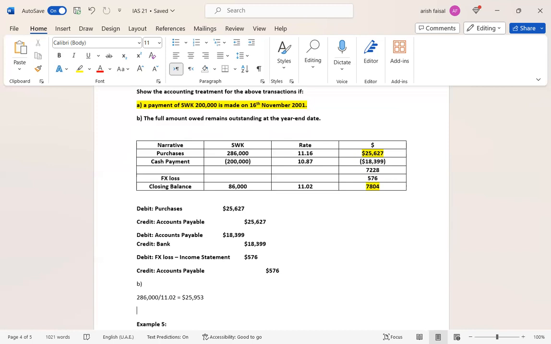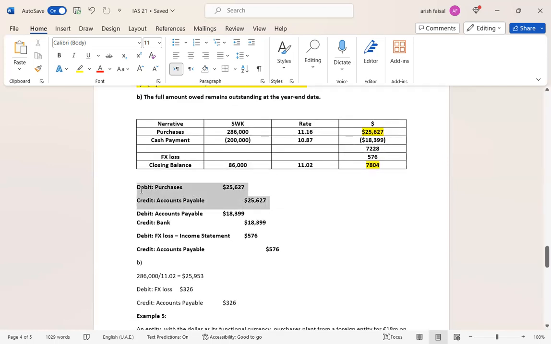So 25,953 minus 25,627. So in that case, you will get 326. So I'm going to say debit foreign exchange loss with the amount of $326, and credit will be accounts payable with the amount of 326. Okay.